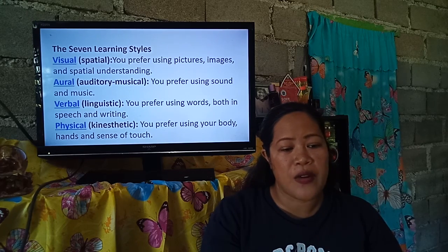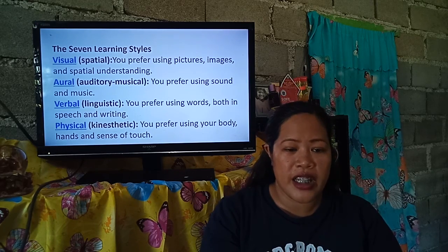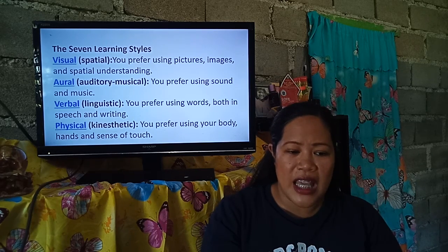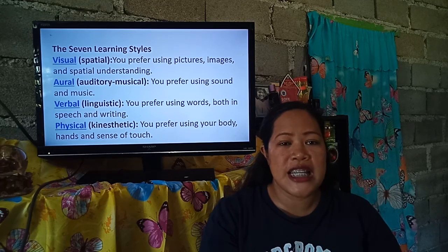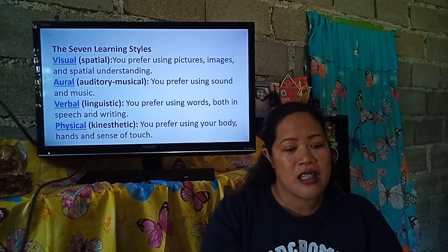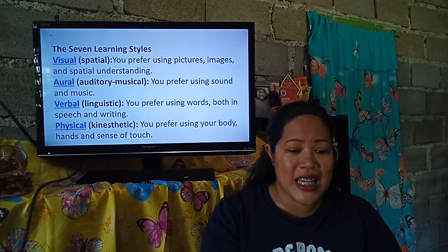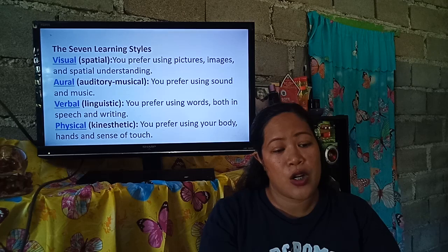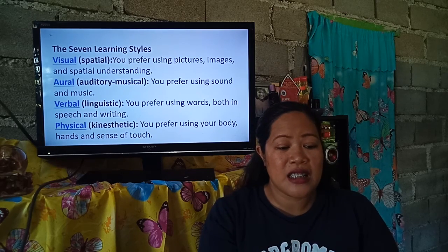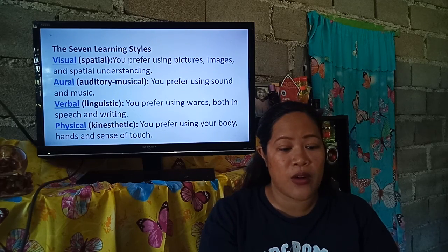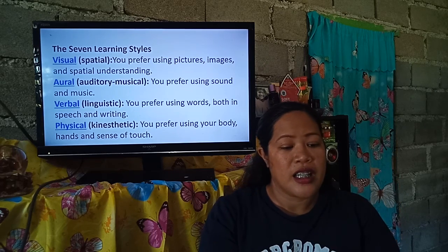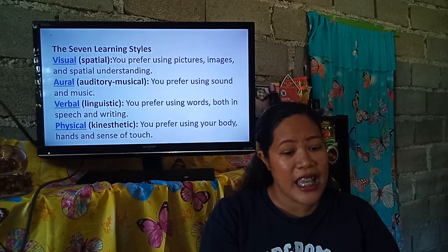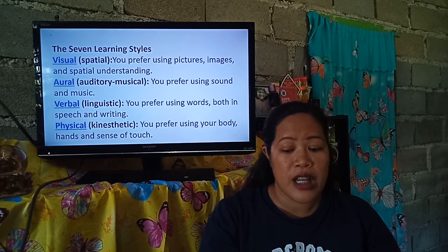Second is the oral or the auditory musical. In oral, you prefer using sounds and music. Third is the verbal linguistic. In verbal linguistic, you prefer using words both in speech and writing. Next, number 4 is the physical or the kinesthetic. In physical, you prefer using your body, hands, and sense of touch.